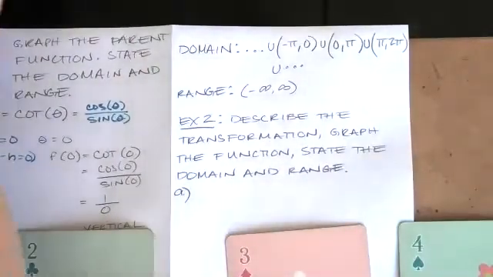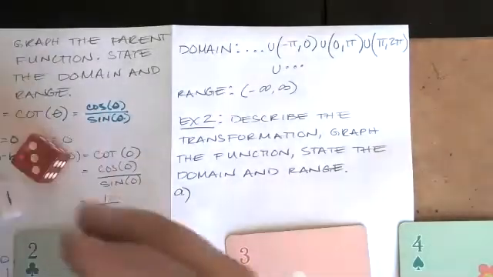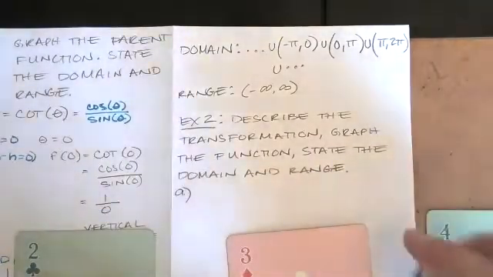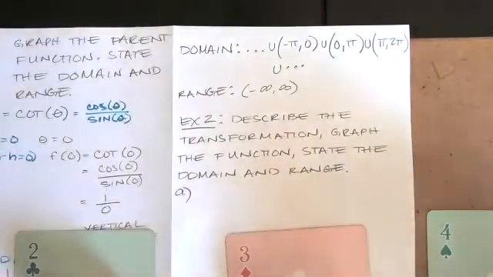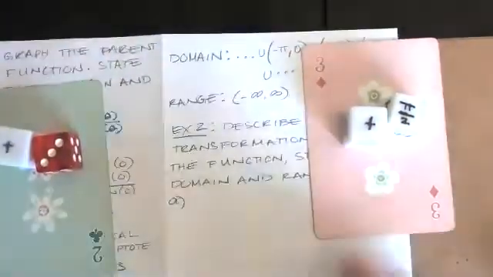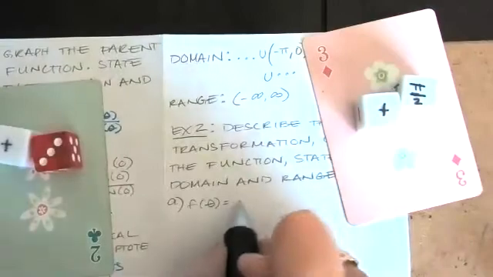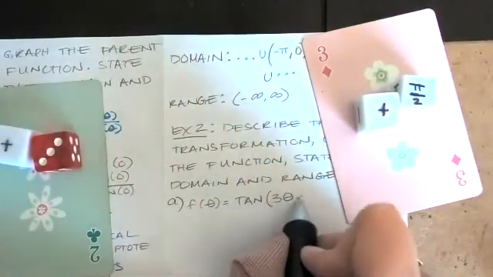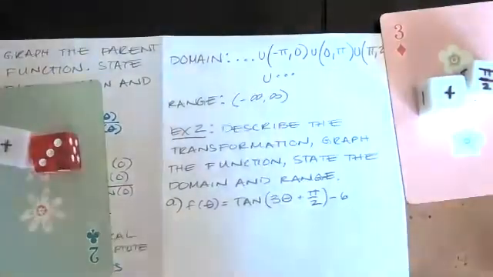Oh, the worst nightmare. Okay. So we'll say that's 3, and the horizontal shift will be plus pi over 2, and the vertical shift minus 6. Okay, so here we go. We have f of theta equals the tangent of 3 theta plus pi over 2 minus 6.